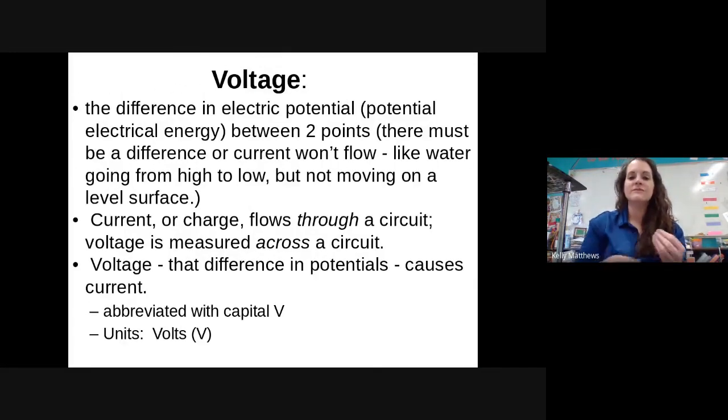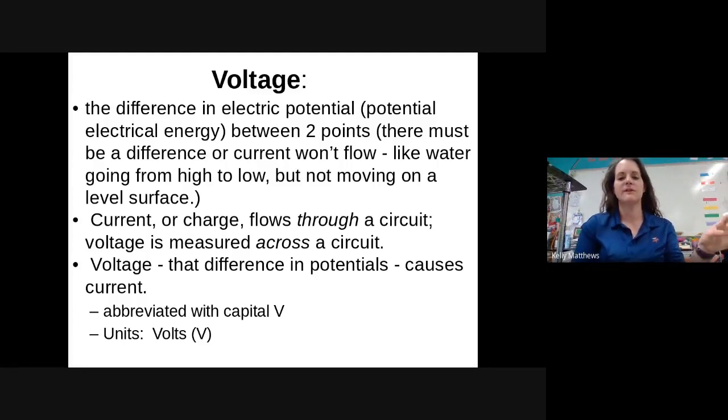Voltage is the difference in electric potential. So we can also relate this to energy, just thinking of potential energy at different heights. And even though we're not talking about different heights, we're just talking about an amount of difference, a possibility for current to flow from a place with one amount of voltage to another. So there must always be a difference or current won't flow.